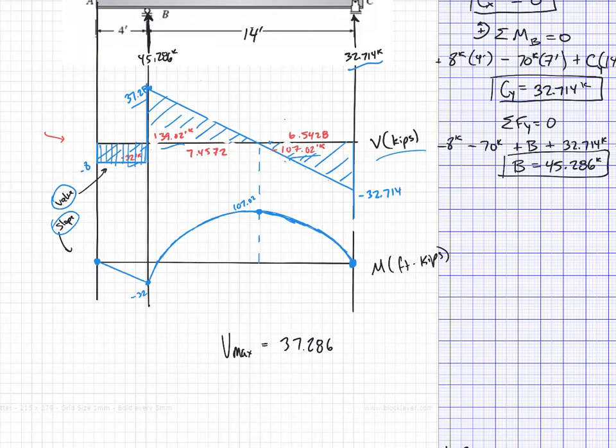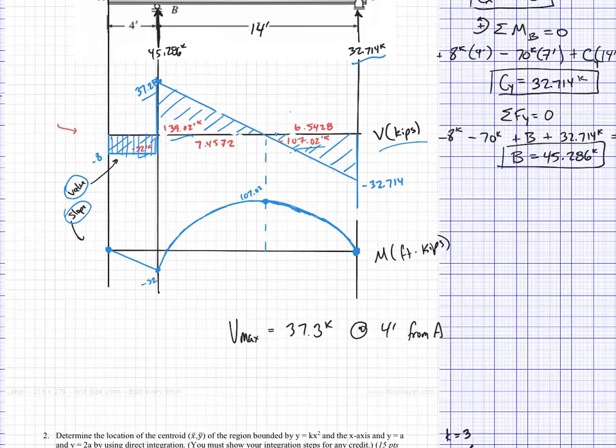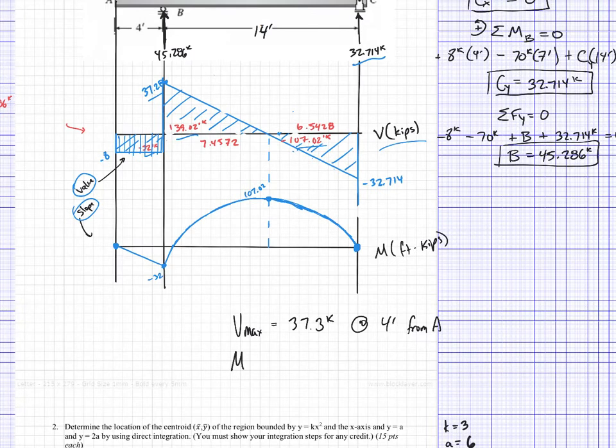37.286. Now I always want 3 sig figs, right? So 37.3 kips. Okay, and that's happening at, usually you would say a distance from, say, A at 4 feet from A. Is usually how I would locate that point. Usually you don't care about positive or negative in that case. And then for moments, you might care about moment, the sign.